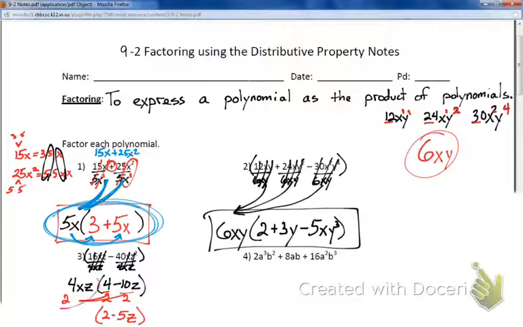And then what do you think happens with this 2 out here? Well, it just gets multiplied. 2 times 4 is 8. There's that 8 I was talking about. So you end up with 8xz times 2 minus 5z.